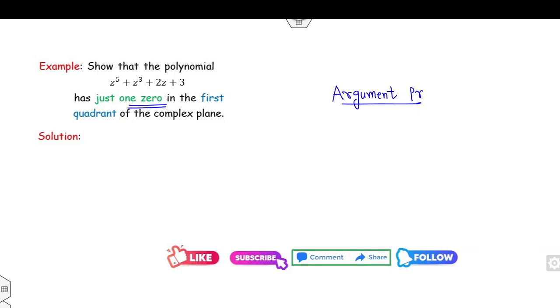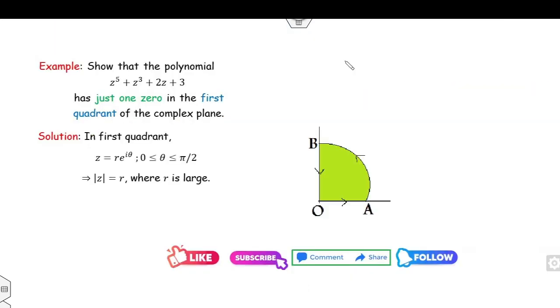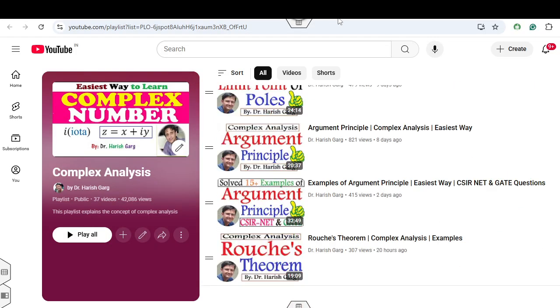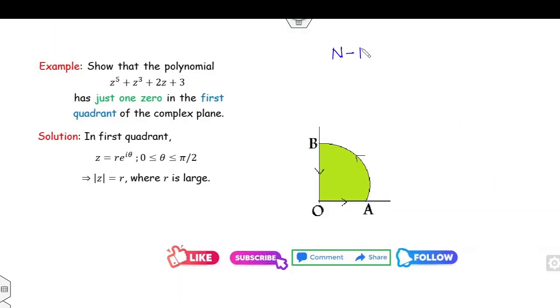I think all of you remember my last lectures. If you remember my last lecture on the argument principle, you can see examples of it. What is the argument principle? N minus p equals 1 over 2 pi i times the integral of f dash over f, which is also the same as the change in argument of f of z. So I can use this principle. In the first quadrant, the equation of the circle in complex form is r e raised to power i theta, where r is any large number.